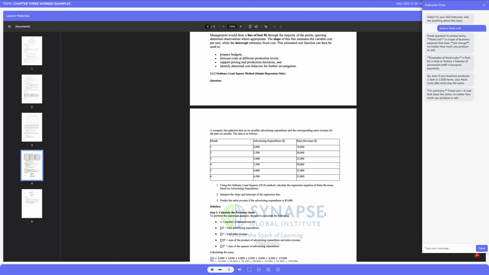With this understanding of the scatter graph method, we are now ready to proceed to question 3.2.2, Ordinary Least Squares Method, Simple Regression Only, which provides a more precise mathematical approach to cost and revenue estimation. We now proceed to question 3.2.2, which is the most quantitative and analytically demanding question in this revision lesson.